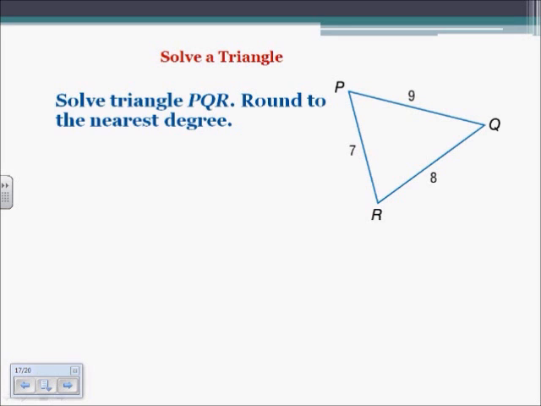Given all of the sides, we can use the law of cosines to solve for one of the angles, and then once we have one of the angles, we can use the law of sines to solve for the other angle, and then we can use the fact that the three angles of a triangle add to 180 degrees to solve for the last. So it's a three-step process to solve for a triangle.